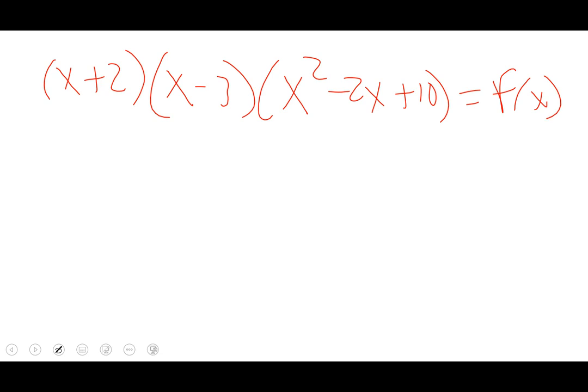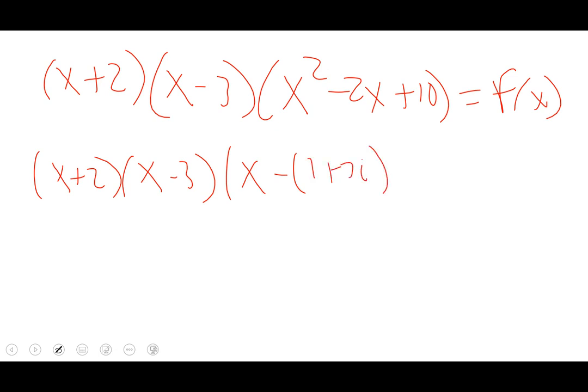could go. If I told you to factor completely, this would be x plus 2, x minus 3, and then x minus one of the roots, which would be 1 plus 3i. And then x minus 1 minus 3i. Now, that looks kind of gross. I don't actually ask you to do that all that often, but I could.